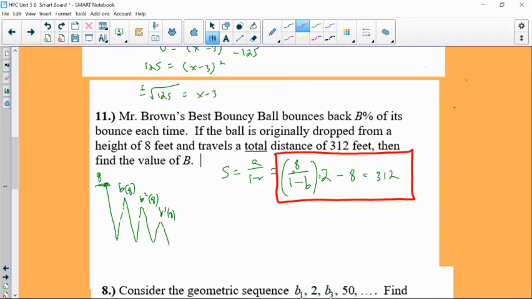Again, remember A is the original, or the starting height, over 1 minus the ratio of B. You double everything, so that also gets the 8, though, right? So it's getting up and down, but then you take away that 8 because you are dropping it from the top height. You're not shooting it off the ground or throwing it up from the ground.